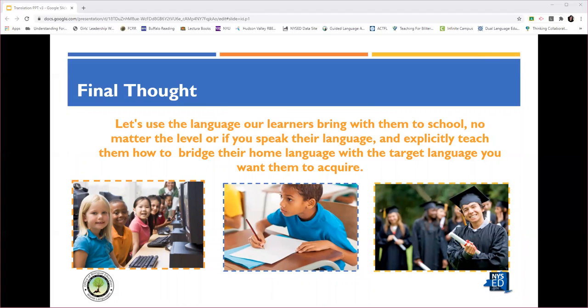So our final thought, in addition to thanking you for taking the time to watch this presentation, our final message to you is the use of language our learners bring with them to the school, no matter the level or if you speak their language, is bridging their home language with the target language that you want them to acquire. We want language learners to bring with them all of their language repertoires, and we want them to be able to access it to the best of their ability, however, not reverting to simply translating.